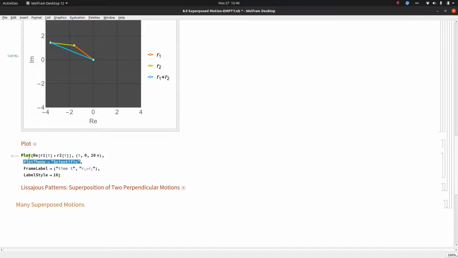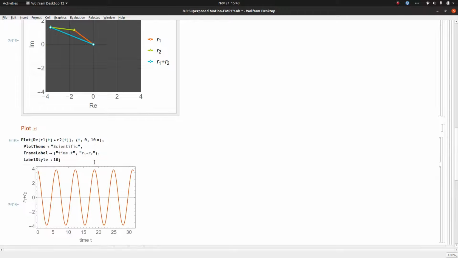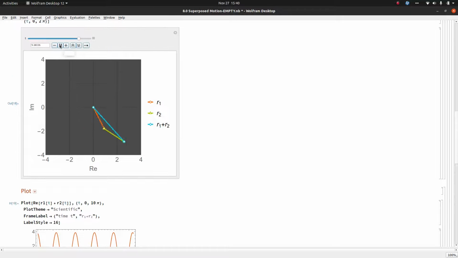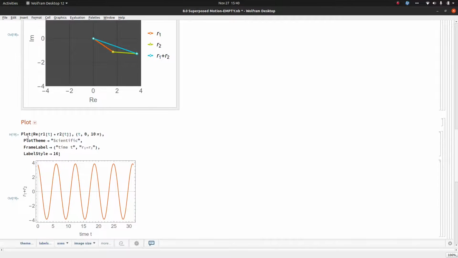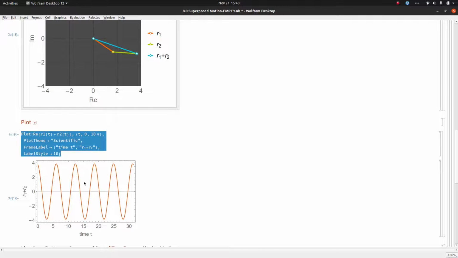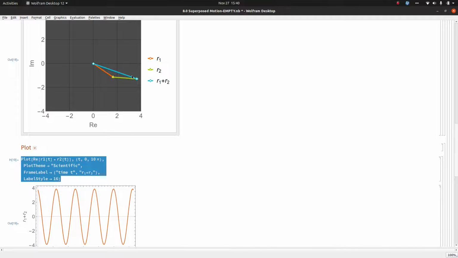So here we're going to plot just the real component, and we're going to plot that. Let's go to 10 pi, we put in a plot theme and some frame labels and some label styles to make the plot look nice. You can pause the video and copy that. But as you probably could have guessed from above, this plot will just give simple harmonic motion because the blue vector is really just moving around in a circle, and we know that's simple harmonic motion.